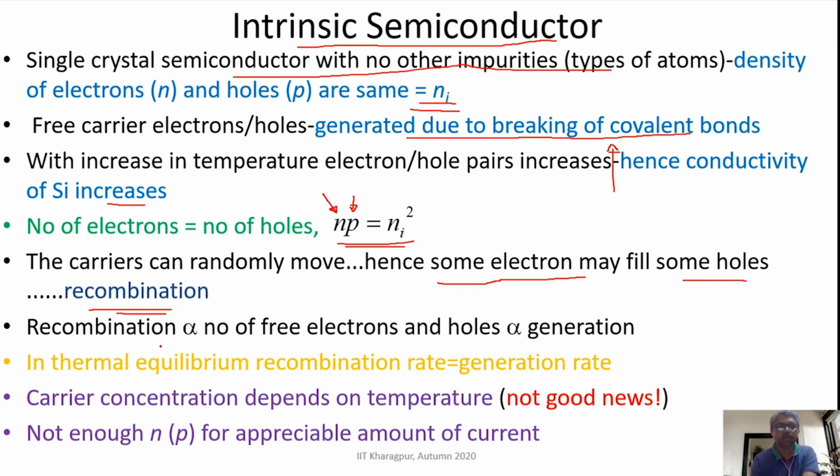And usually recombination, of course, depends on the number of free electrons and holes present. So the more free electrons there are in the conduction band, the more chances that they will recombine. Of course, that also depends on the number of holes present in the valence band, but the number of holes and electrons is the same in case of intrinsic semiconductor.